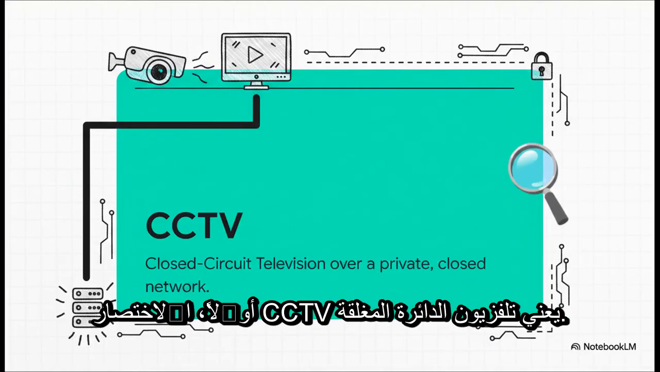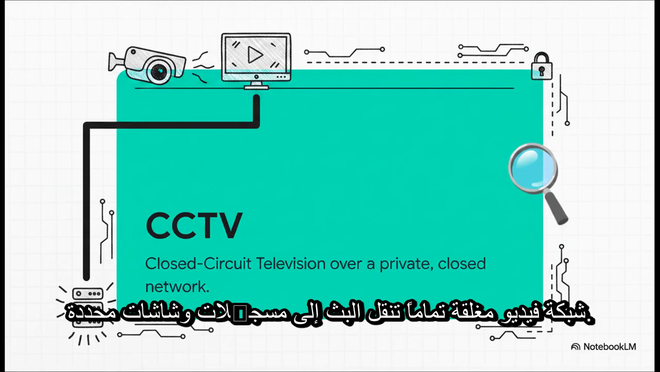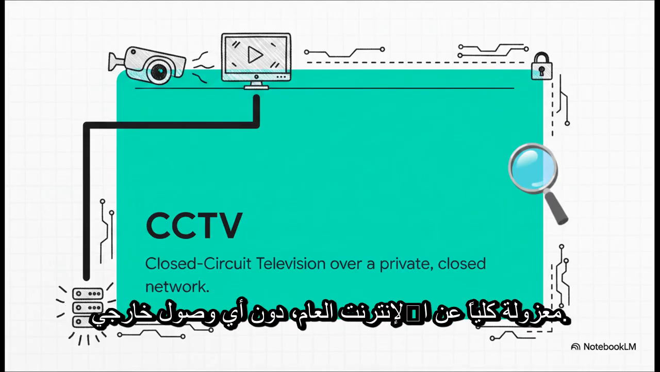First things first, let's get the acronym out of the way. CCTV literally stands for Closed Circuit Television. But here's the thing, its modern identity is all about privacy. We're talking about a completely closed video network that routes footage directly to specific recorders and monitors. It's totally walled off from the public internet, zero outside access.